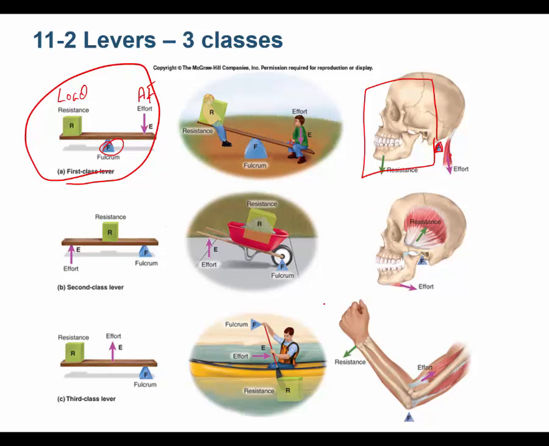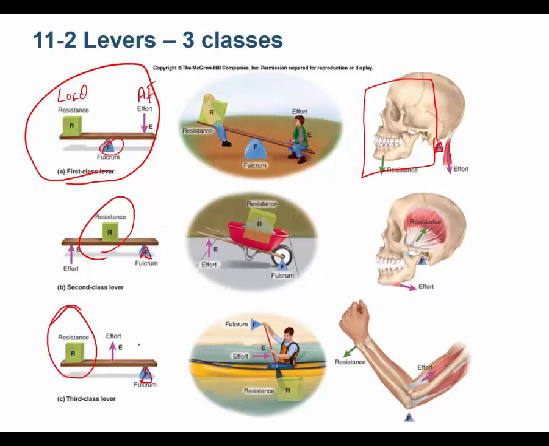Now, second and third class levers have the fulcrum at the end. You can see the fulcrum at the end there and the fulcrum at the end there. So what's the difference between second and third class levers if the fulcrum's at the end for both of them? The answer is where the resistance and the effort is. The resistance is in the middle for a second class lever. And the resistance is at the end for a third class lever.